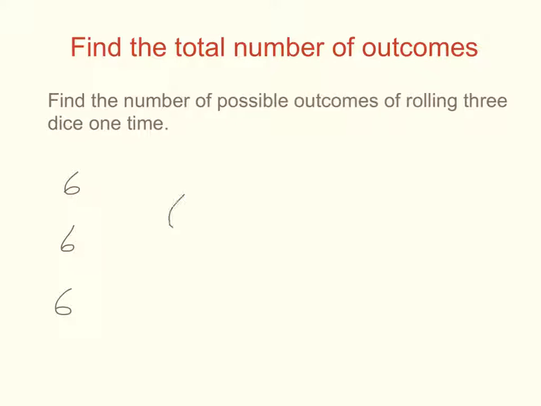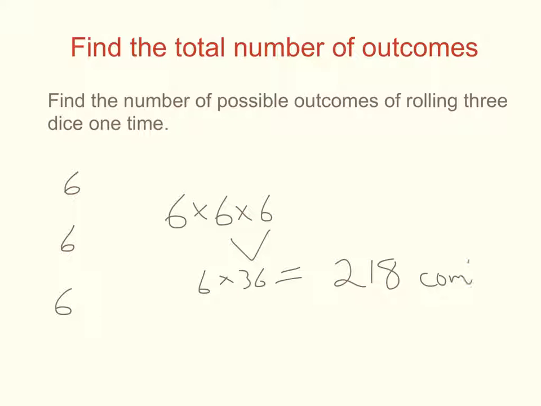Now I know from what I did earlier, I'm just going to multiply those together. And when I do that, I get 36 here times 6, and that is 216. So there would be 216 combos for that.